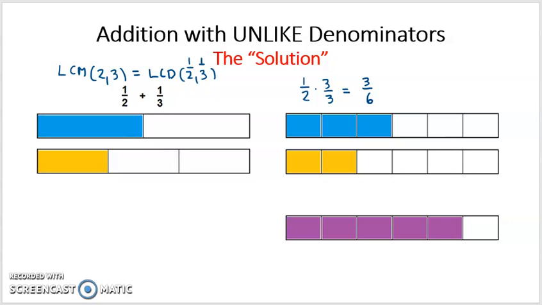For 1/3, we'd convert that using equivalent fractions. 1/3 to get the denominator of 6, multiply the top and the bottom by 2 to create the equivalent fraction. That's 2/6. So I've converted 1/2 is 3/6, 1/3 is 2/6.